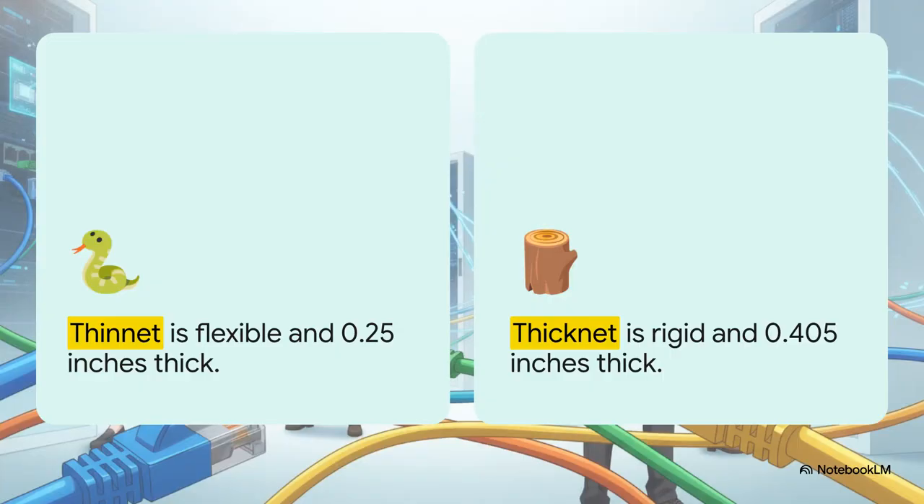Within those coaxial networks, there are two primary sizing standards you'll run into. First up is ThinNet. Used in 50-ohm RG58 specifications, it's a flexible cable about a quarter-inch thick, which makes it incredibly easy to work with. On the flip side, we have ThickNet. Used in RG8 and RG11 specs, ThickNet is rigid, it's much bulkier at about 0.45 inches in diameter, and it features a significantly thicker copper core.